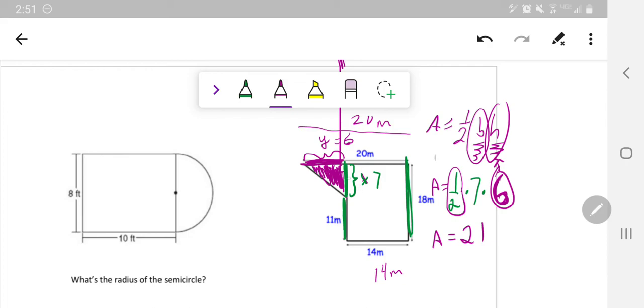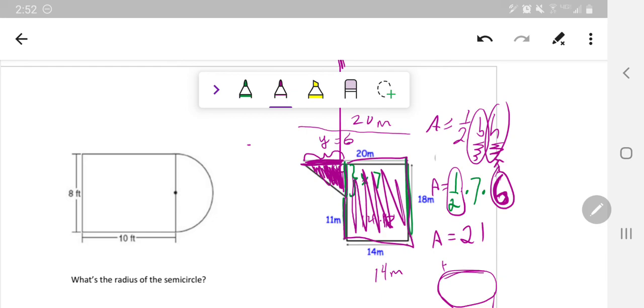And then I need to also find the area of this rectangle here, which is just base times height, or length times width, which would be 14 times 18. Which you could do, and then what would you do with those 2 areas, the area of this in here and the area of this? You'd add them, boom, to get the area of the total composite shape.